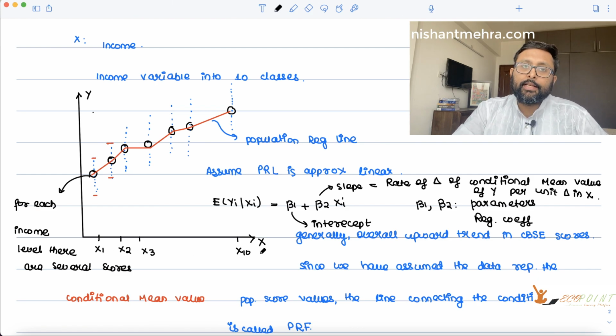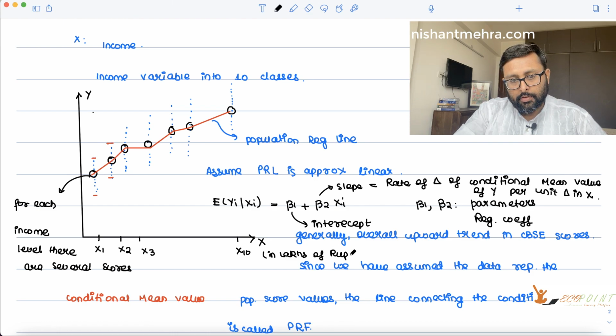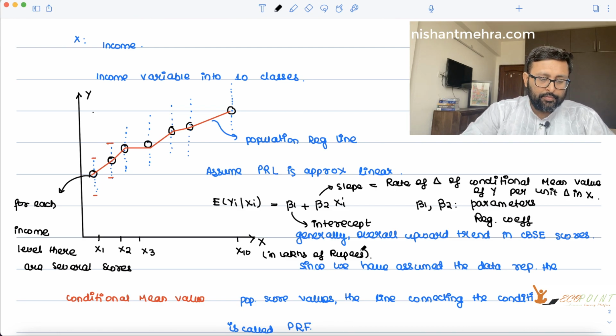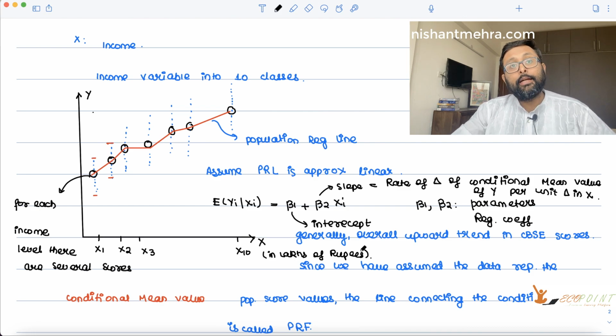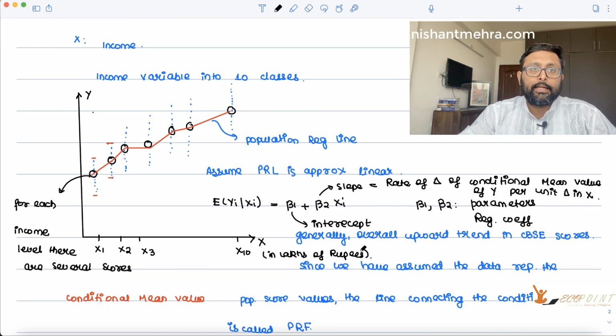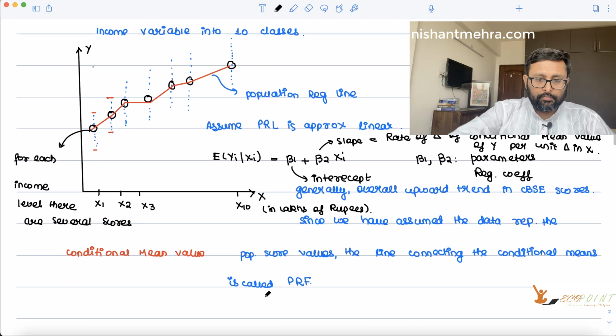So let's say a unit change in x, where x is in lakhs of rupees. This x is lakhs of rupees, right? So if the family's annual income increases by 1 lakh rupee, then the conditional mean of y given xi is going to change by beta 2 units. That's the idea.